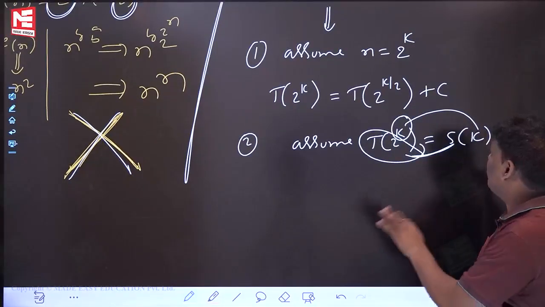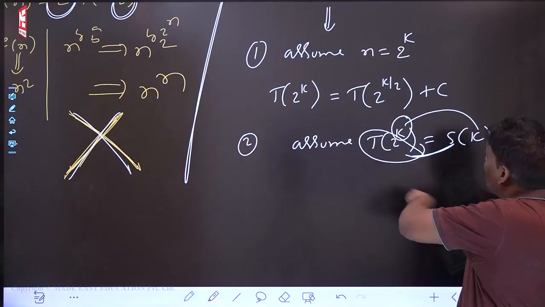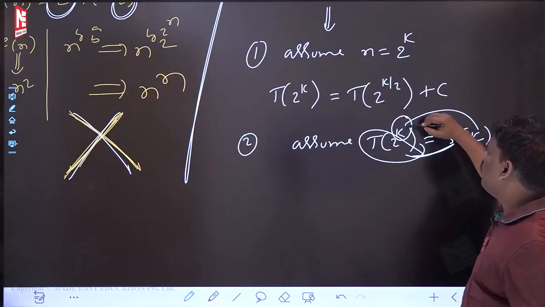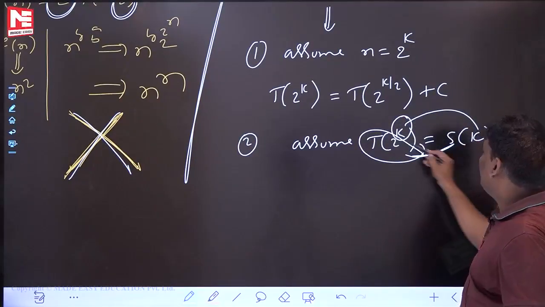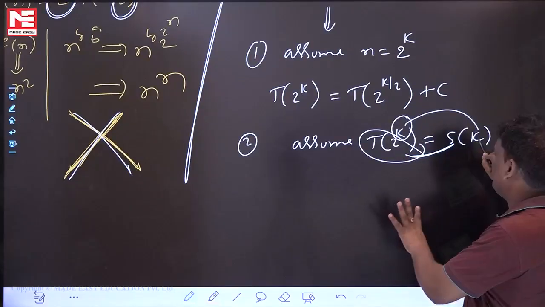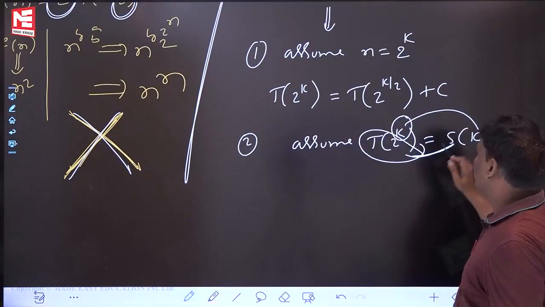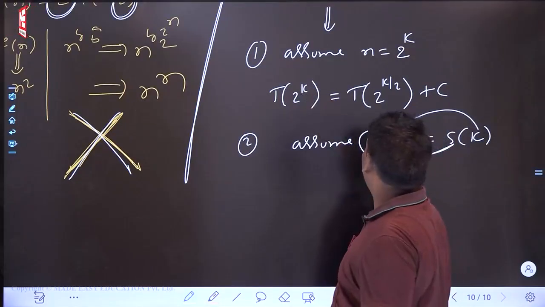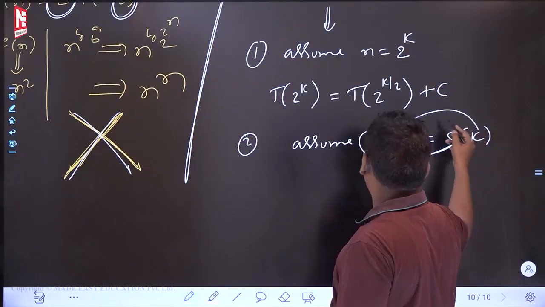You can map whatever way you want because you are doing exactly the reverse. Whatever power is there, keep here. Remaining T of 2, yes. This is the way I am mapping. If you are okay with that, let's start. Assume T of 2 power k is equal to S of k, right?